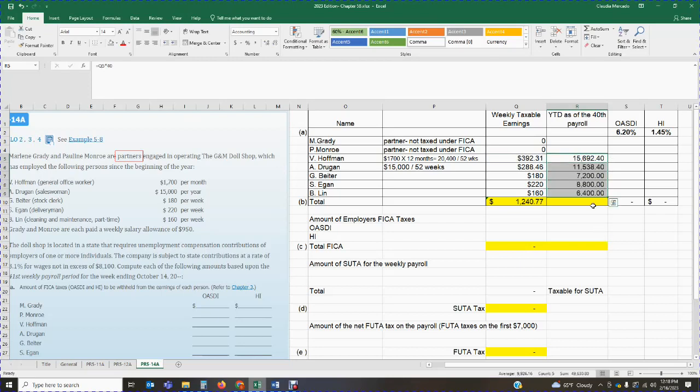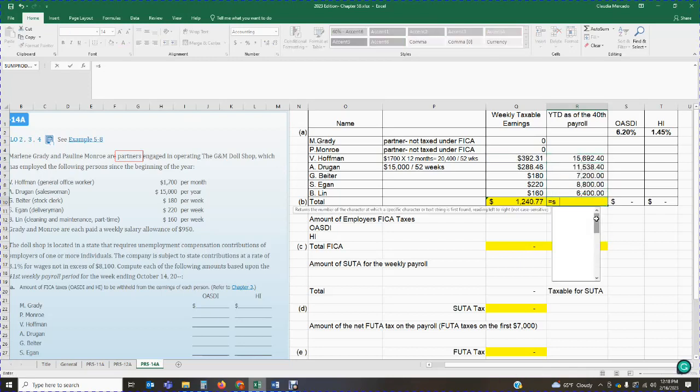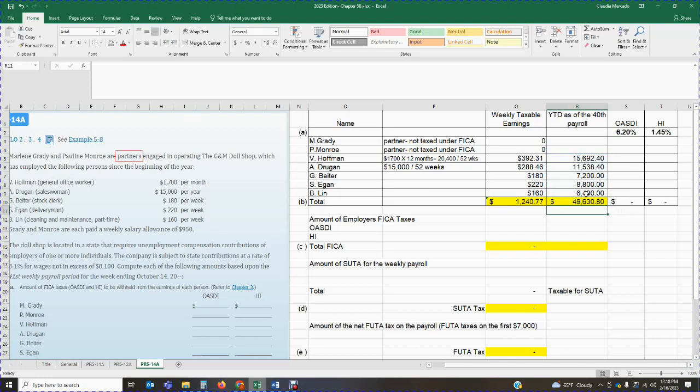So, if we see here, as of the last paycheck, only including the employees that pay FICA taxes, these are the year-to-date earnings of my employees. My employees are getting paid very little, so none of them are even close to reaching that cap of $147,000. This is how much they've been paid as of the 40th paycheck. So it's going to be this dollar amount plus what they're getting paid this week.